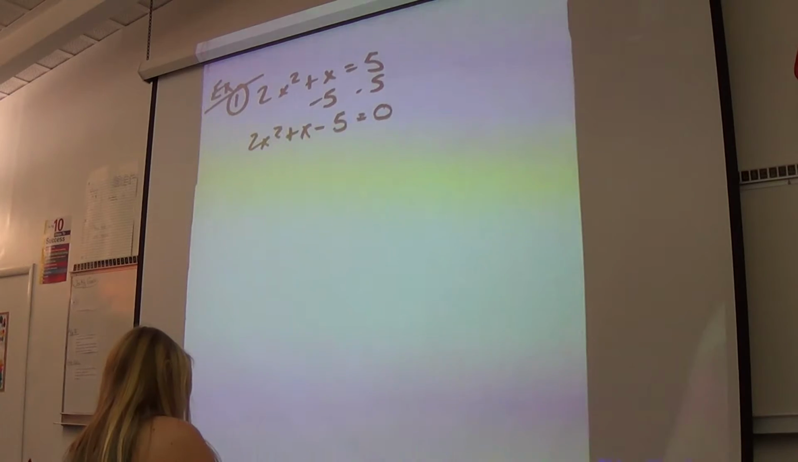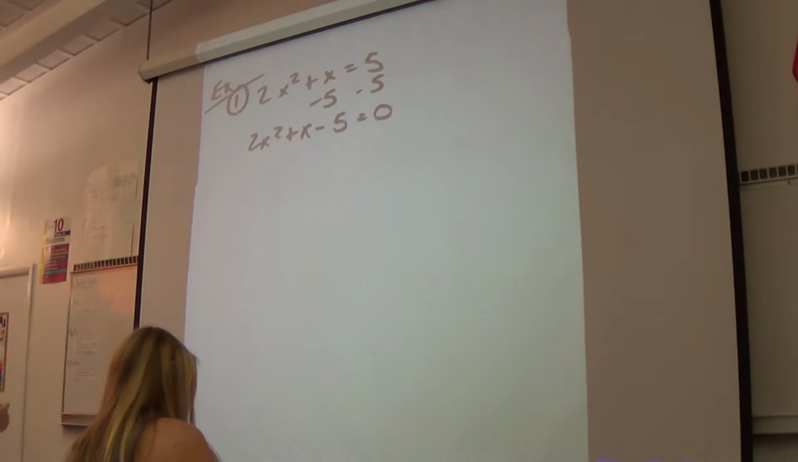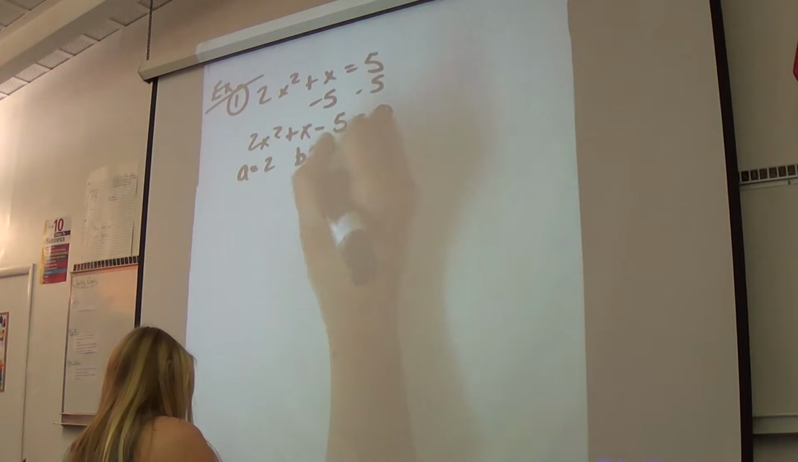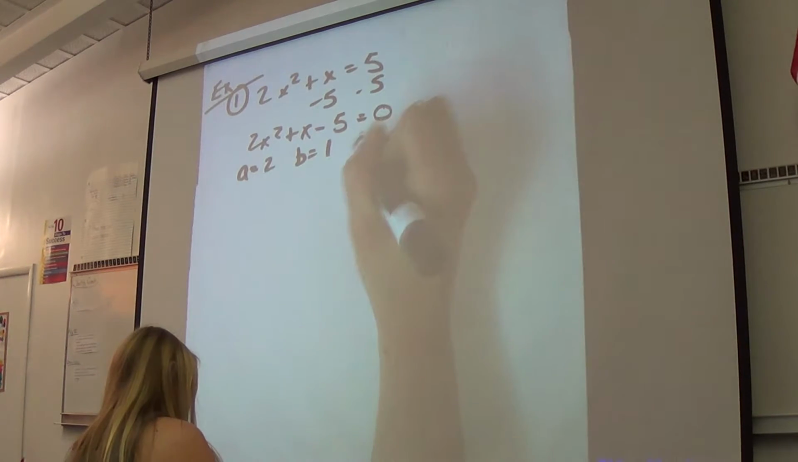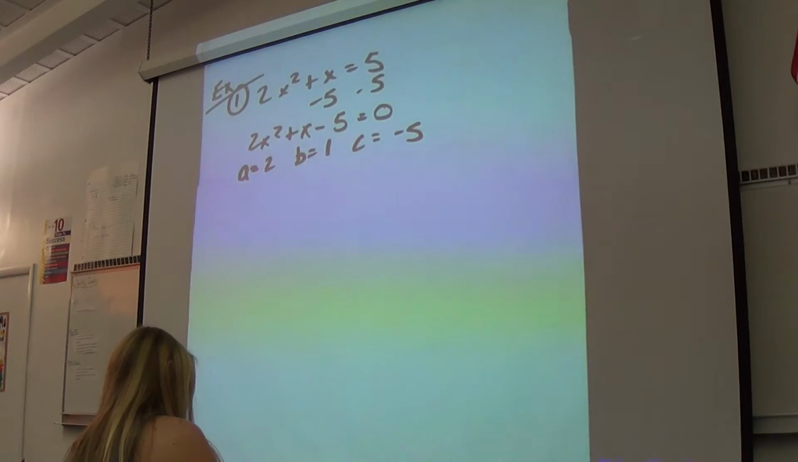And then we declare our ABCs, but remember when you declare your ABCs, you cannot pull a letter down with it. It's only numbers. So what is your A? 2, B, 1, good. C, -5. Again, notice no letters with the ABCs. You only pull numbers down.